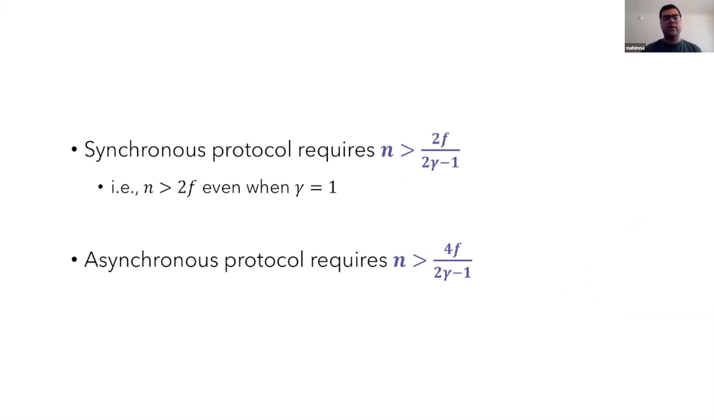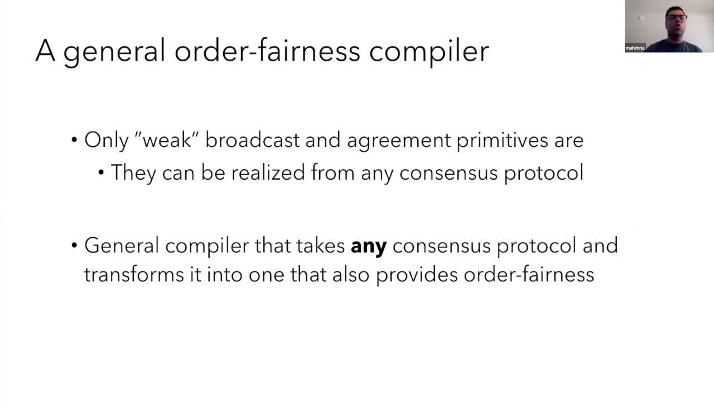and asynchronous protocols require n greater than 4f over 2 gamma minus 1. A very cool outcome of our result is that we can build a general order fairness compiler. We only require really weak broadcast and agreement primitives that can be realized from any consensus protocol. So we can take a general consensus protocol and have our compiler transform it into a protocol that also provides fairness.